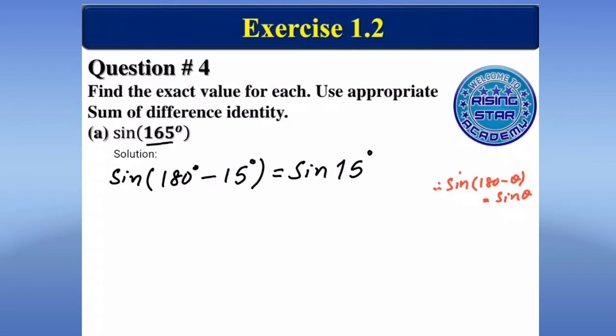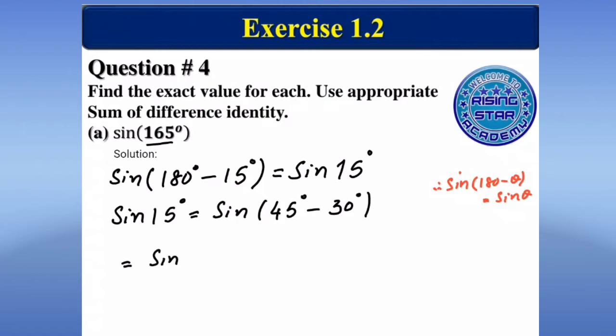Now we have sine of 15. We can write sine 15 as sine of 45 degree minus 30 degree. So now I would apply the identity over there. So we have sine of 45 into cos of 30 minus cos of 45 into sine of 30 degree.